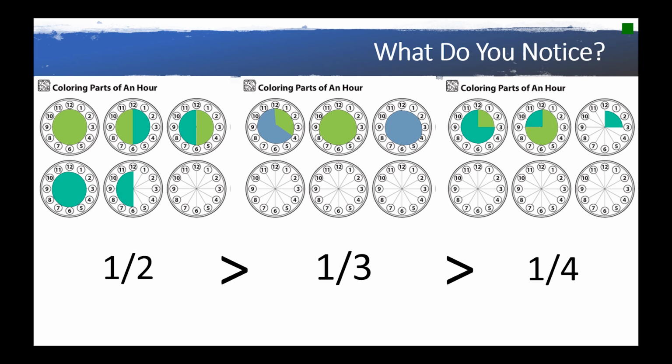So if I look at these fractions, and if I take a look at the denominator, the bottom number, if that number is smaller, that means that there are less pieces needed to make a whole. So those pieces have to be bigger. And it would make us be able to collect a whole faster than if we're collecting smaller parts like quarters. What are some things that you notice?